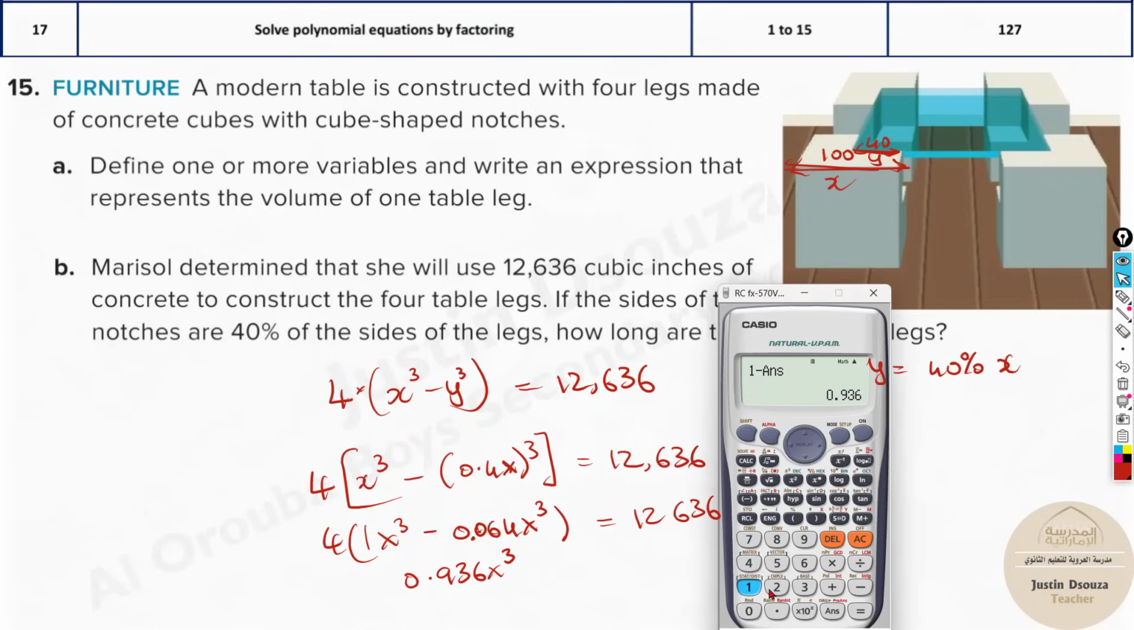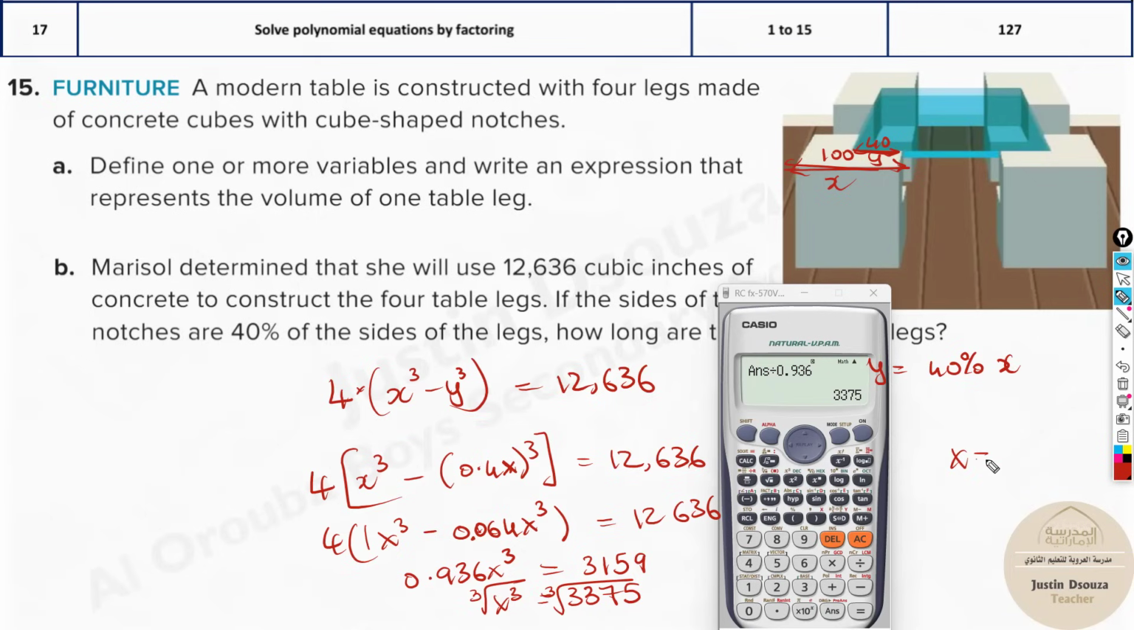And what is 12,636 divided by 4? Let's do it in the calculator. It is equal to 3159. Now divide both the sides by 0.936. It's 3375. So we have to just get x, right? So x cube is basically 3375. Now take the cube root on both the sides.